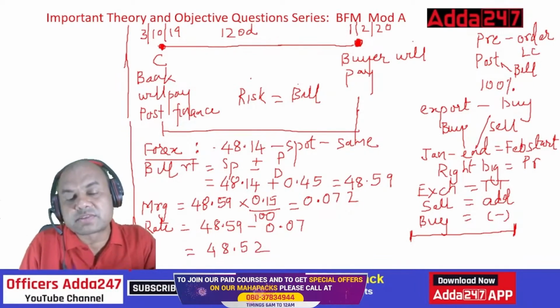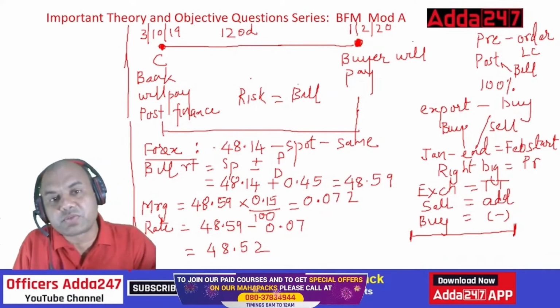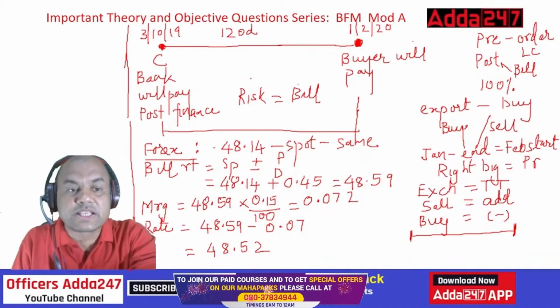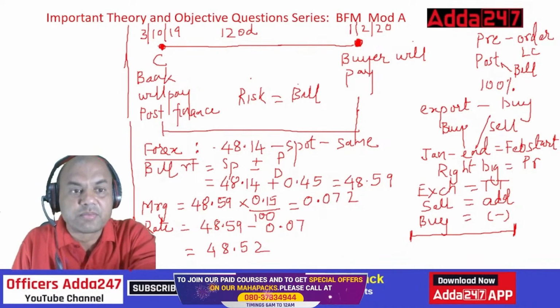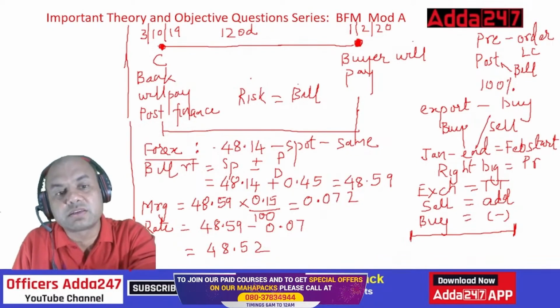Now what do you mean by this rate? It means that over here 48.52, this rate means what? This rate means I'll be changing this currency at this rate. Means I'll be multiplying this dollar at this rate and then I'll be giving the finance to the customer.